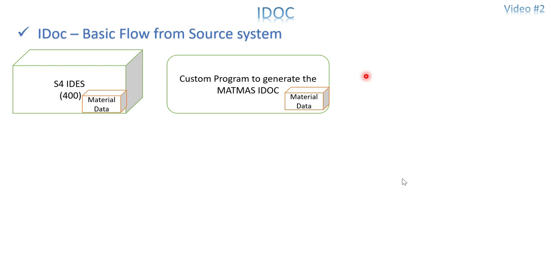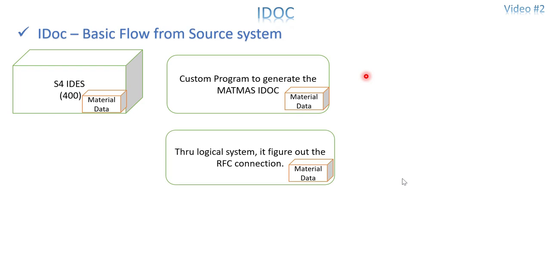This is the first step. In the second step, what will happen is, through the logical system connection, because we just imagine we configured it already, it figures out the RFC connection, because the name of the logical system and the name of the RFC connection are the same.